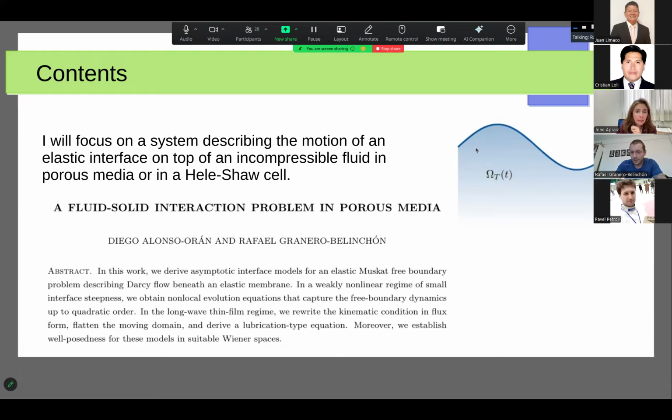So here we are going to consider a two-dimensional fluid. Okay, so this blue region is the two-dimensional region occupied by the fluid, and the solid blue line is the elastic membrane. And on top we assume that there is vacuum.